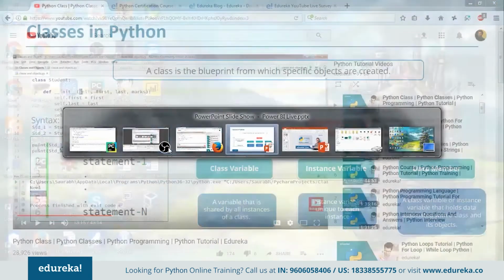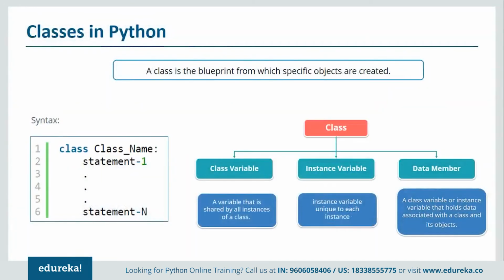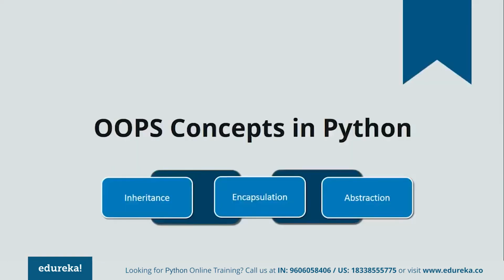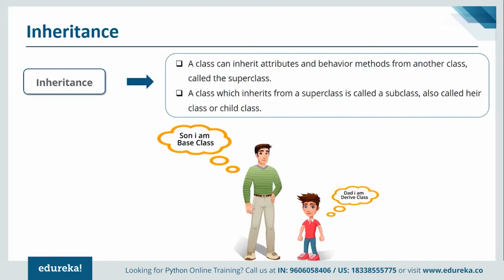Now let me go back to my presentation, and here let's talk about the various object-oriented concepts in Python. Now in this session, what we'll be talking about are the three major concepts, which is inheritance, encapsulation, and abstraction. Now when we come down to inheritance, inheritance basically is the ability or the opportunity for any class to inherit the attributes and behaviors from the parent class. Now when I talk about a parent class, it refers to a superclass as such.